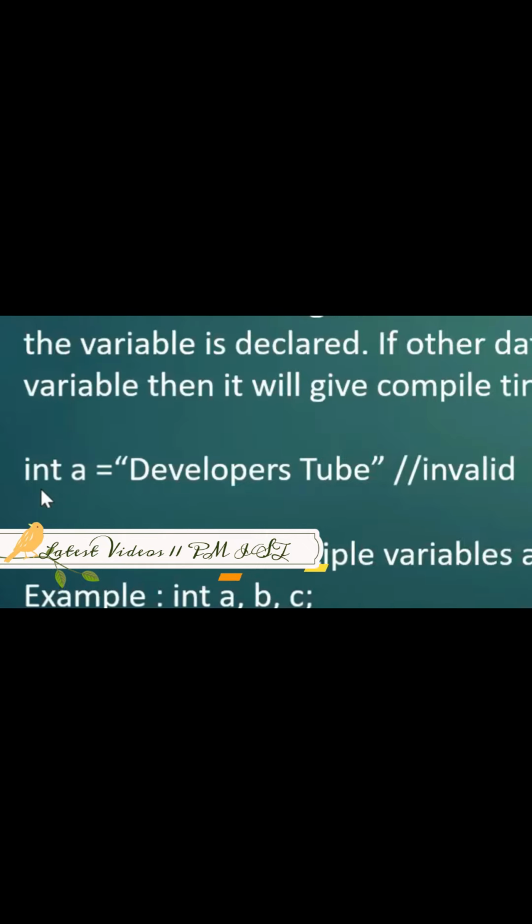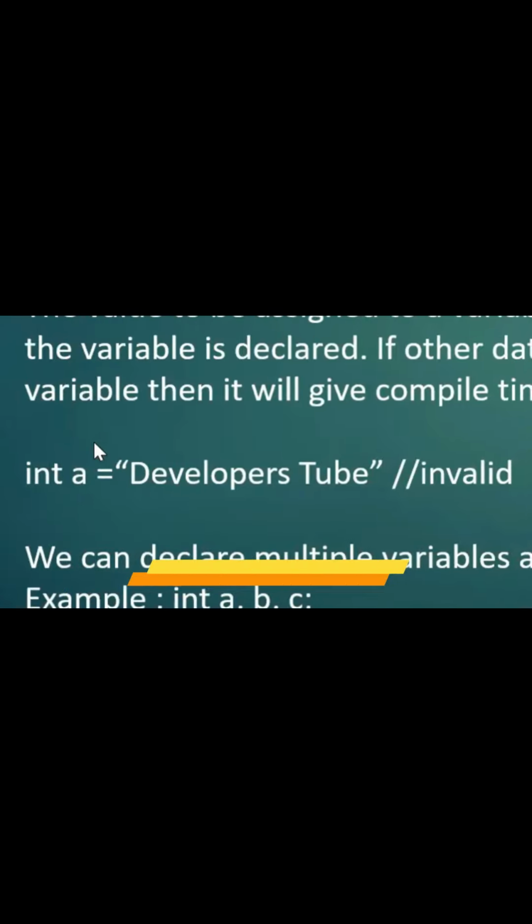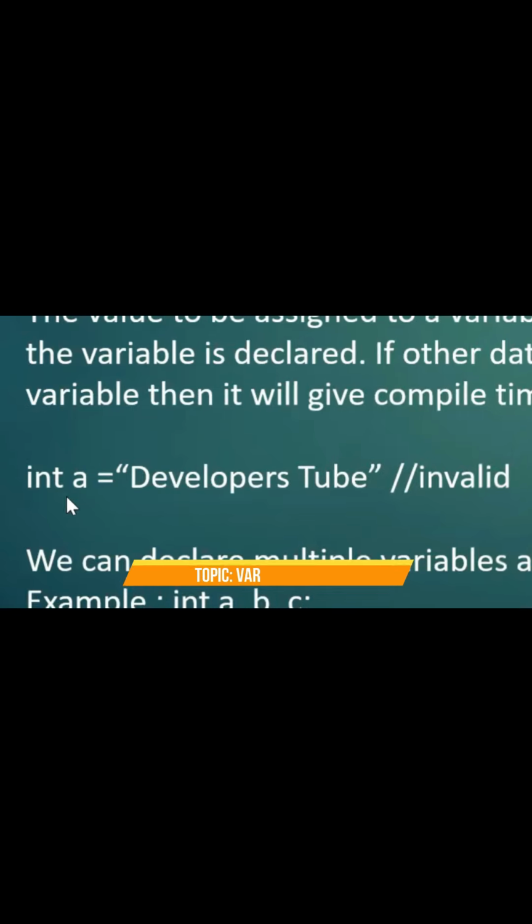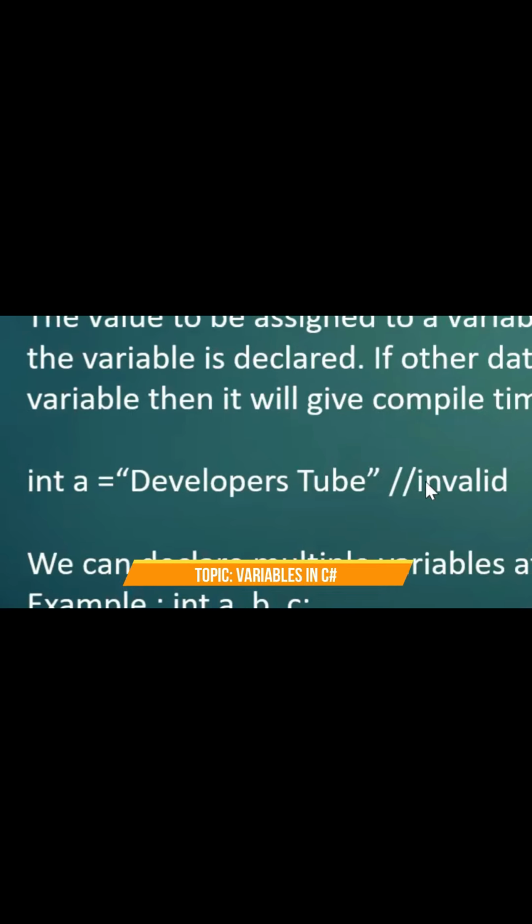The value to be assigned to a variable should be of the data type with which the variable is declared. If a value of another data type is assigned to the variable, then it will give a compile time error. So it is saying that if I am declaring some type of variable and I am assigning a different type of value, then it will give a compile time error. You can see here I have declared the variable of type integer. This a is of type int and I am assigning the string value developer script, so this is invalid.